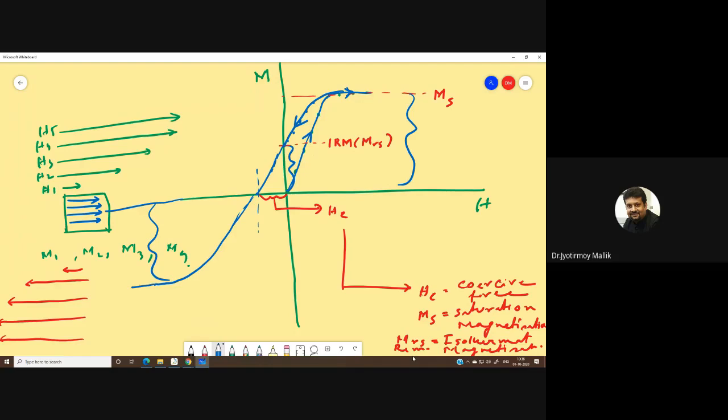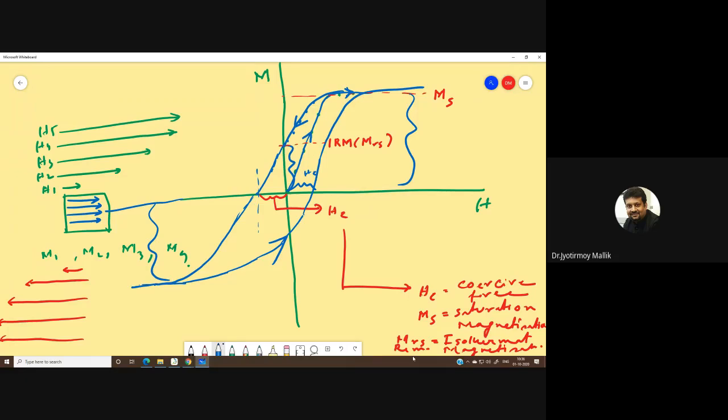And then if I again reverse, I mean, if I come back to the original steps, it will keep on increasing the magnetization, but it will not take the same path. It will take a different path. And this is also called HC. This is also HC.